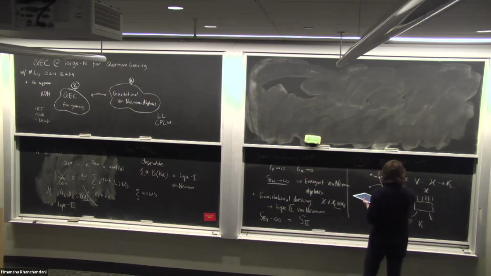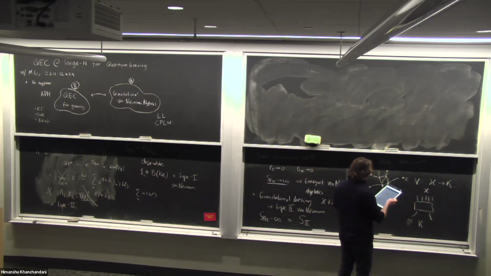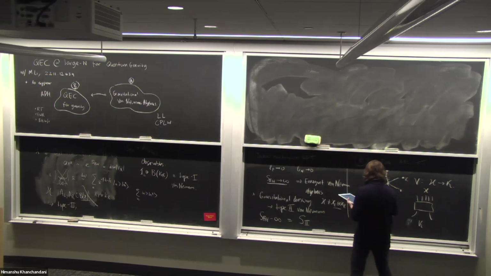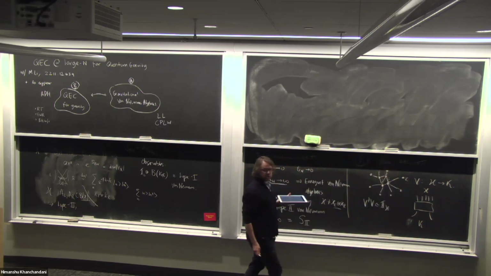And additionally, you show that this map satisfies nice properties. So in particular, approximately V dagger V is the identity. So that defines this map as an isometry.